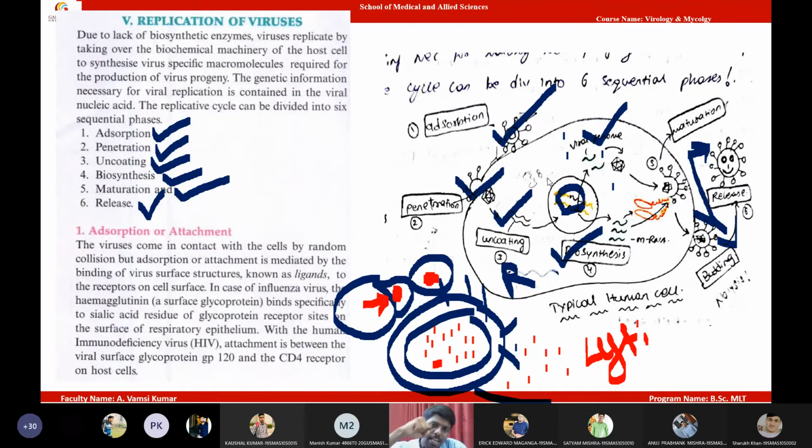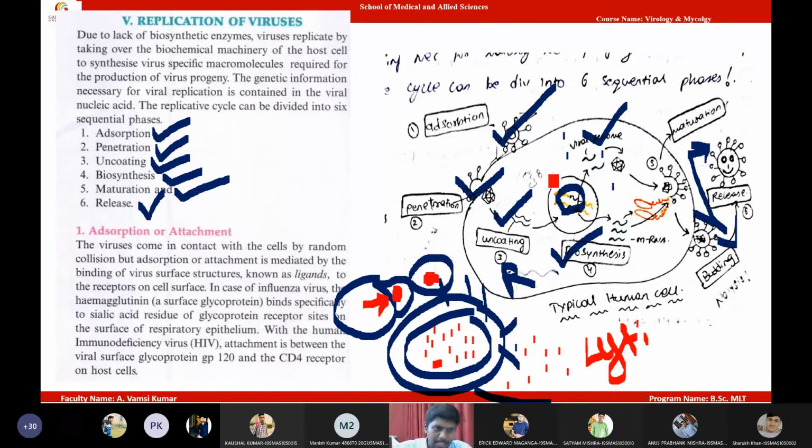Hepatitis viruses have ligands that can attach to the liver. HIV has ligands that attach to the helper T cell. So viruses are always cell specific in nature. They are highly specific in their target cells. Liver viruses only attack the liver. Brain viruses only attack the brain. Immune viruses only attack immune cells. The reason is this specificity of the ligands and cellular receptors.